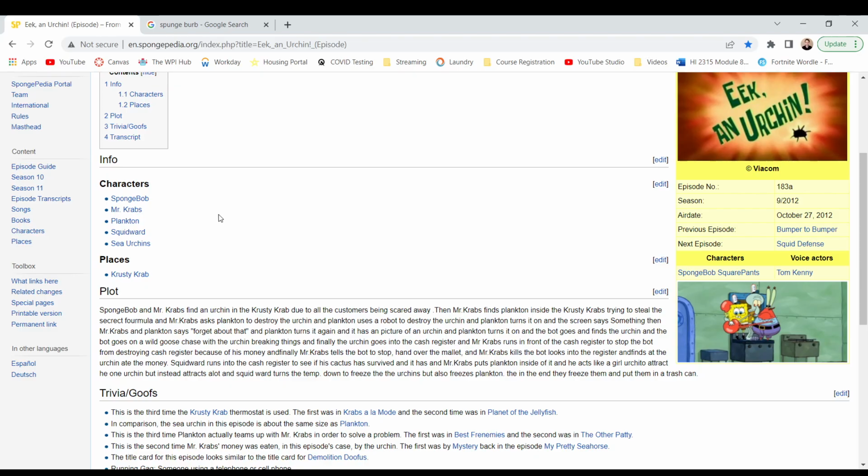Then Mr. Krabs and Plankton say forget about that. And Plankton turns it on again, and there's a picture of an urchin, and the bot goes and finds the urchin. The bot goes on a wild goose chase with the urchin breaking things.